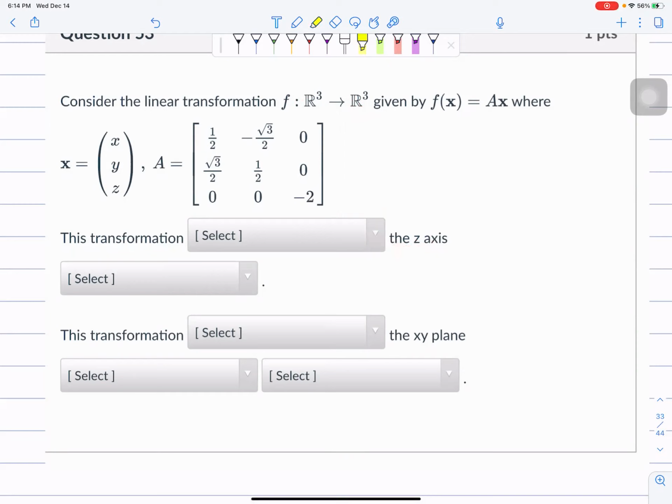For that, I look at what is the number in the third position? Meaning this is like our z column, this is like our z row. What does this -2 say? It says we're going to rescale the z-axis by a factor of 2, because there's a 2 there, and there's a negative, so it's going to reflect across the xy plane.